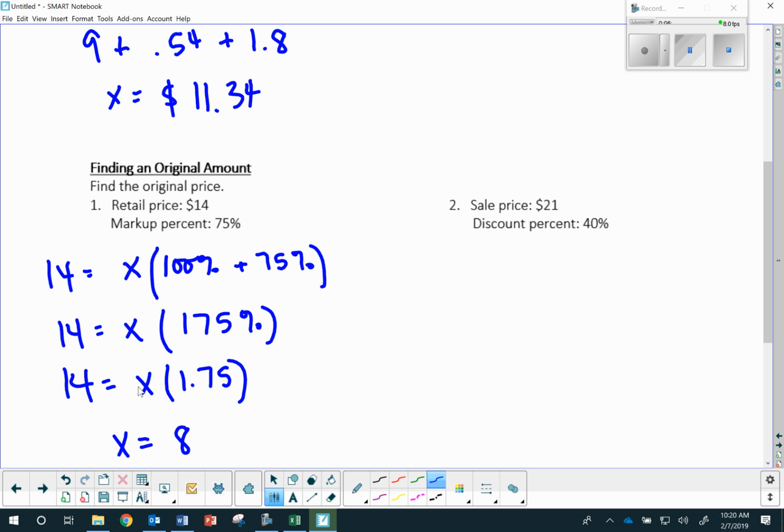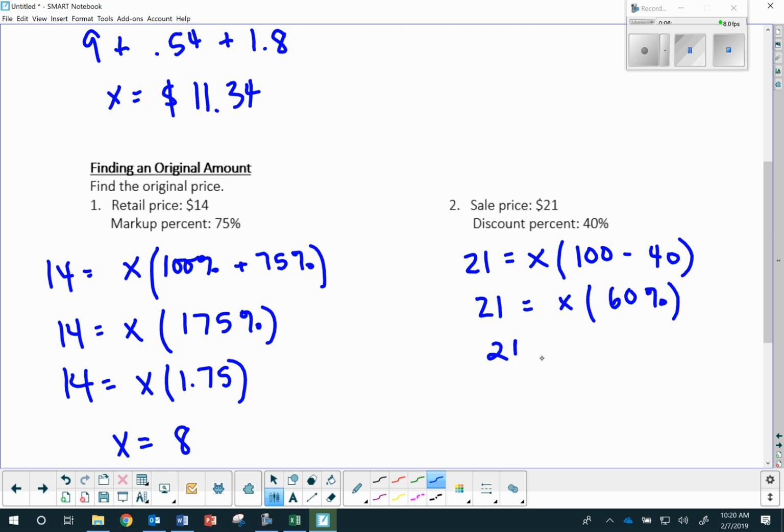It is 14. So I'm going to do the same thing over here with the sale price. We know the sale price is 21. So we're trying to find the original amount. So we're going to say X times 100% minus the 40. So 21 equals X times 60%. So then we have 21 equals X times 0.6. We divide both sides by 0.6. Just like you would when solving an equation, you have X equals $35.